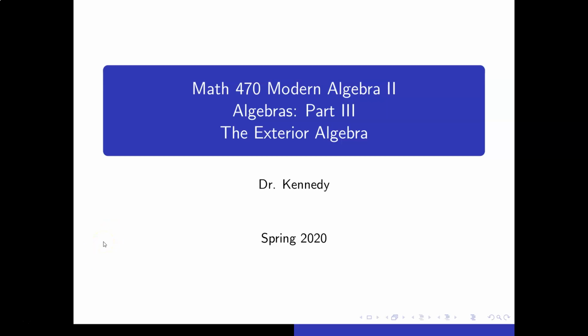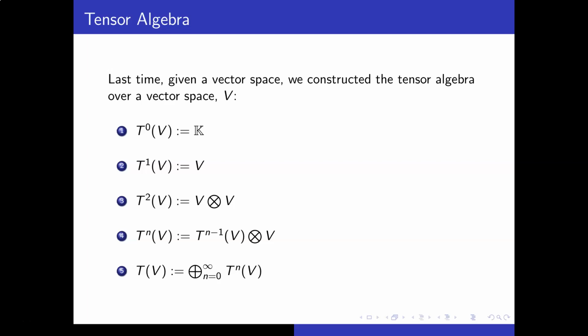Okay, so just to recall, we constructed last time the tensor algebra over a vector space V. So we assume V usually is finite dimensional. It can be infinite dimensional, but we're going to stick to the finite dimensional case. The zeroth tensor power is just the base field. The first tensor power is just V. The second tensor power is spanned by all tensors of V with itself. More generally, the nth tensor power is everything from the (n minus first) tensor power tensored with something from V. And then the tensor algebra itself is the sum of all of those spaces.